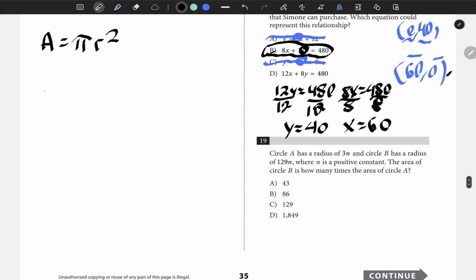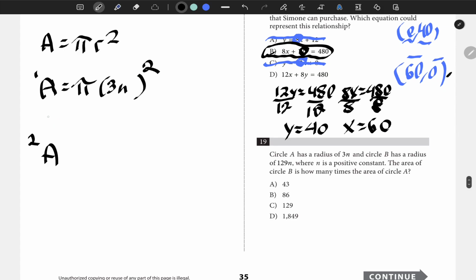Now we're going to plug in both of our equations, 1 and 2, and see what we get. So we're going to have pi times 3n, now squared. Now that's going to give you something like this: A is equal to 9, I believe it's going to be pi n squared.